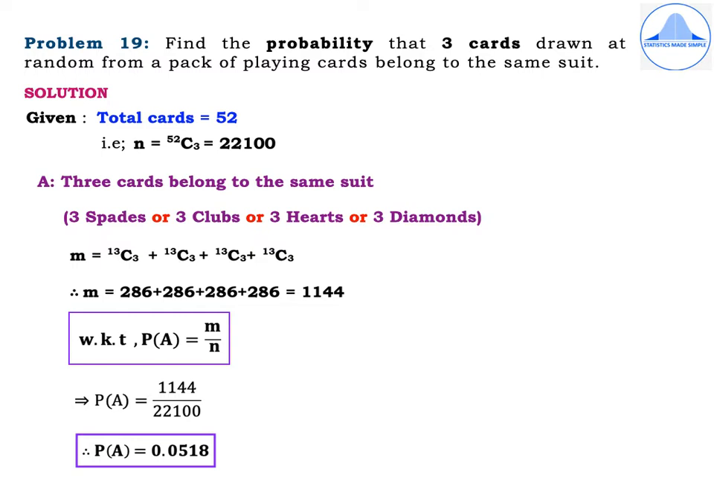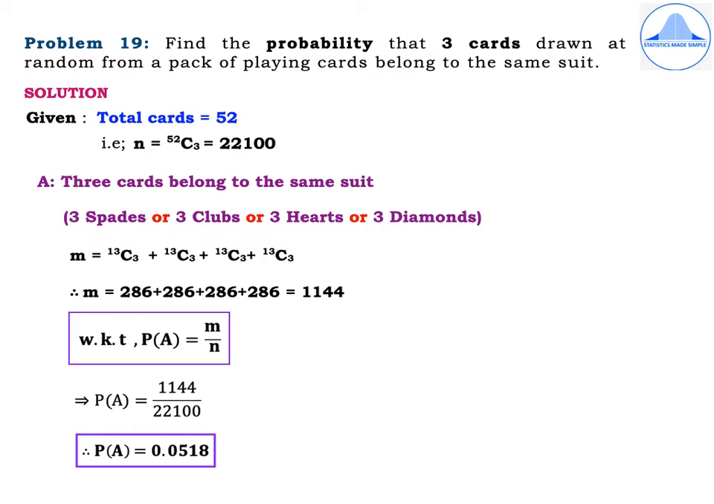Now how do we interpret this statement? 3 cards belong to the same suit. It means we can either have 3 spades or 3 clubs or 3 hearts or 3 diamonds, as I have mentioned within brackets. And "or" is important over here. It is highlighted in red color. And remember that "or", the mathematical symbol is plus in probability.